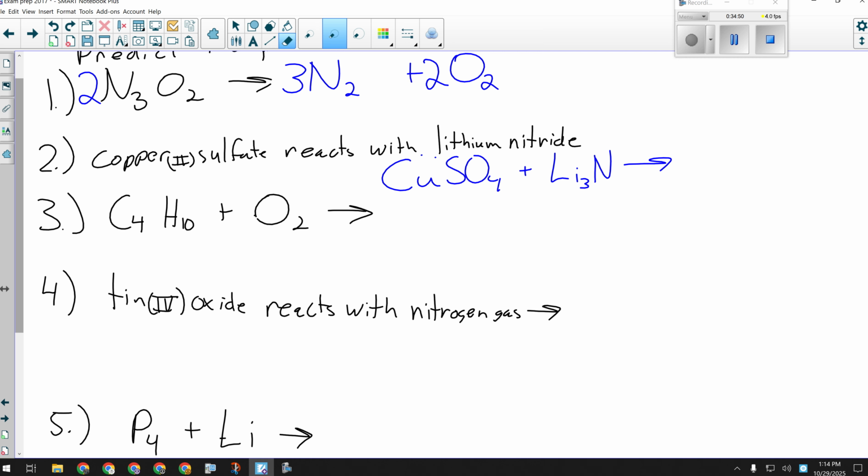Okay. What kind of reaction is that? That is a double replacement reaction. 2 ionic compounds are reacting. In a double replacement reaction, what's the pattern tell me to do?